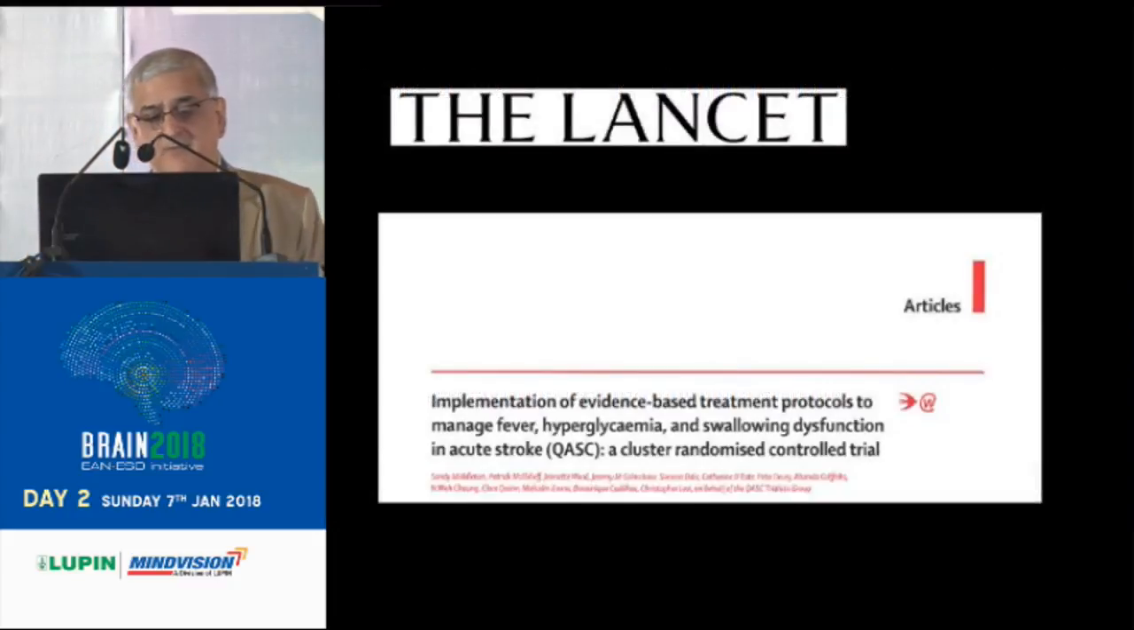There is a very important study which came 1 year ago, on the implementation of evidence-based treatment protocols to manage fever, hyperglycemia, and swallowing. It's called the FeSS protocol. F for fever, hyperglycemia means sugar, and S for swallowing. It has been found that if you implement the FeSS protocol strictly, in this Australian study, the results are as good as even TPA if you take it over the entire population, because there is no window period, there is no stroke subtype, you can give it to all and sundry. And it forms the crux of stroke unit care.